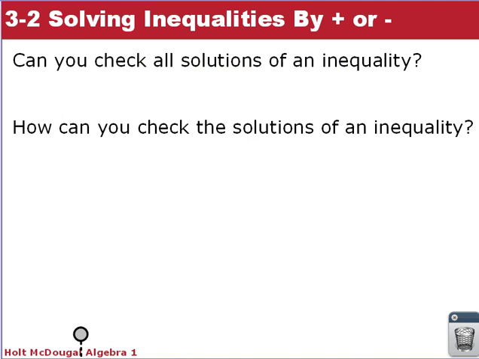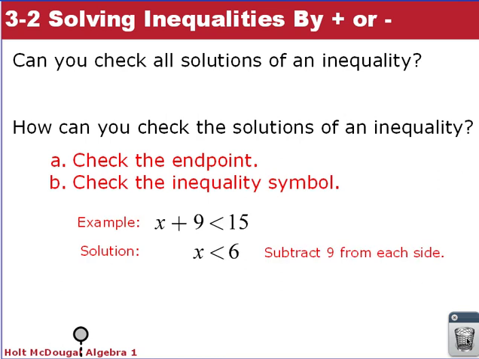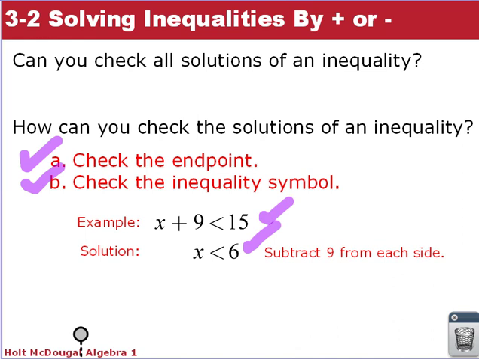With inequalities, there are infinitely many solutions. So how can we check the solution of an inequality when we come up with one to see if it's valid or not? One way we can do it is to check the endpoint. And the other one is to check the inequality symbol, what we have going on. So an example would be, we have x plus 9 is less than 15. Solution, we get x less than 6, because you subtract 9 from each side of the inequality. So now to check it, 6 is our endpoint. So we can plug 6 back into here, and 6 should be the solution if this were the equation.